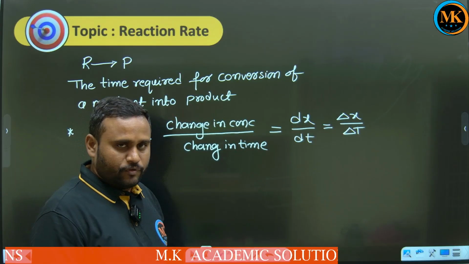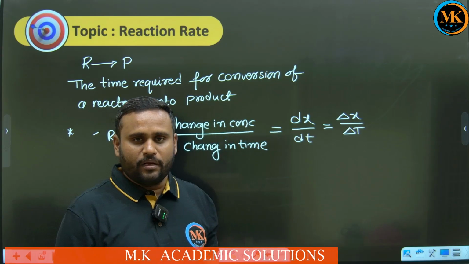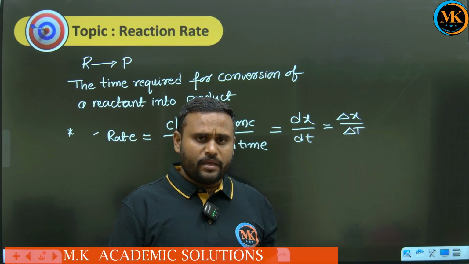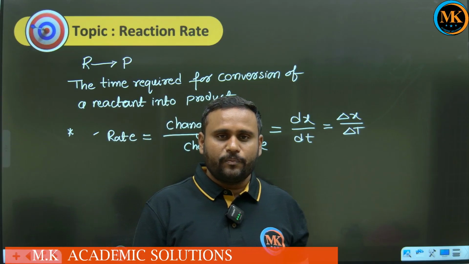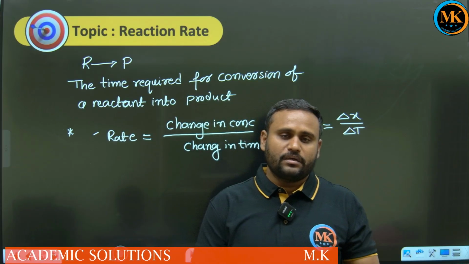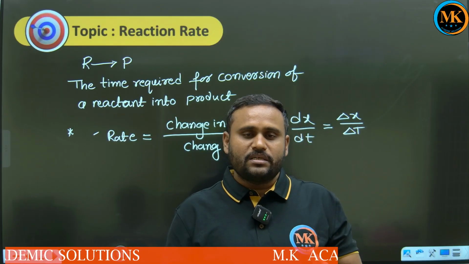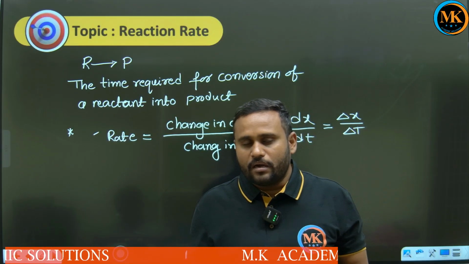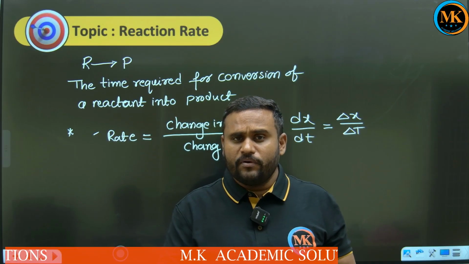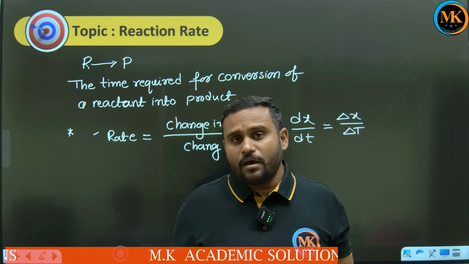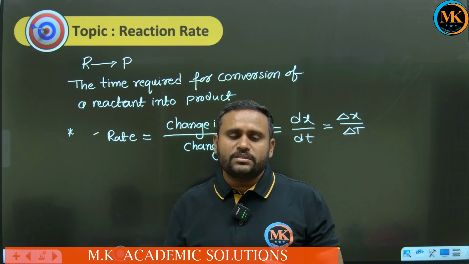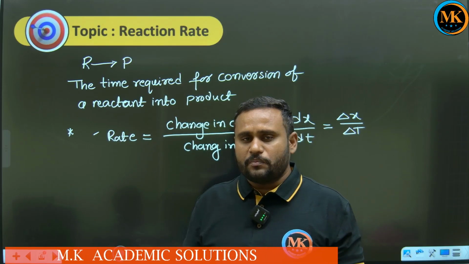Okay, you might have learned about thermodynamics. Thermodynamics will give information about whether the reaction is going to take place or not at a given set of conditions. At a given set of conditions, if the reaction takes place, that is a spontaneous reaction. If the reaction does not take place, that is a non-spontaneous reaction. Means thermodynamics will tell us whether the reaction is spontaneous or not. But chemical kinetics will give us information about how much time it is going to require if it is spontaneous.